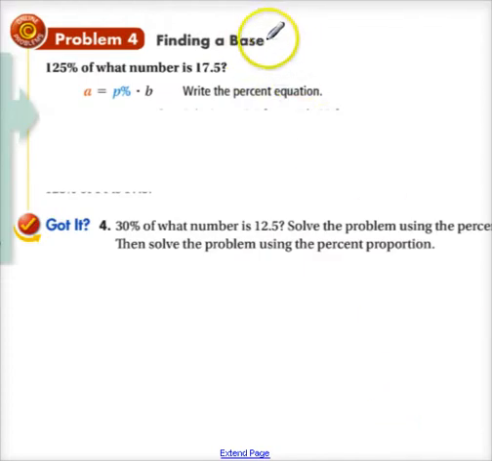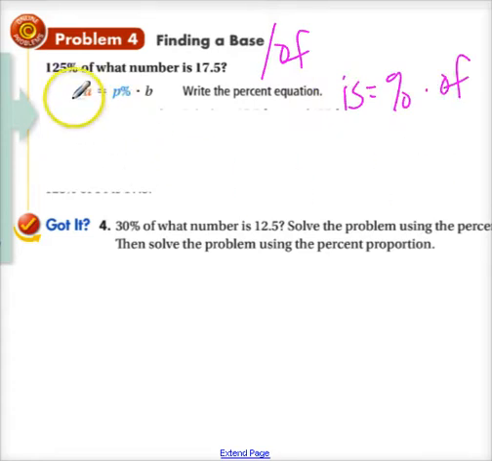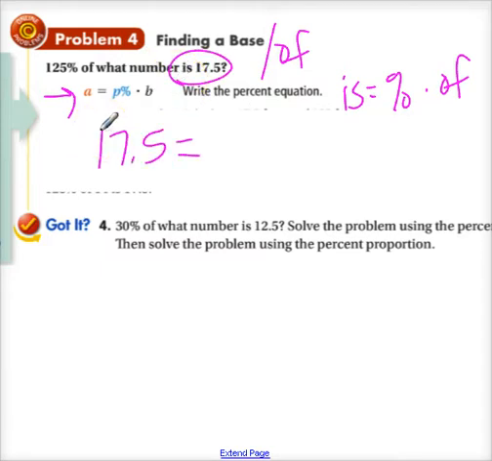Now let's solve for the base, or the of. Same thing, percent equation, is equals percent times of, or this way if you understand that. 125% of what number is 17.5. There's my is, my percentage as a decimal, 1.25, and times it by my of.